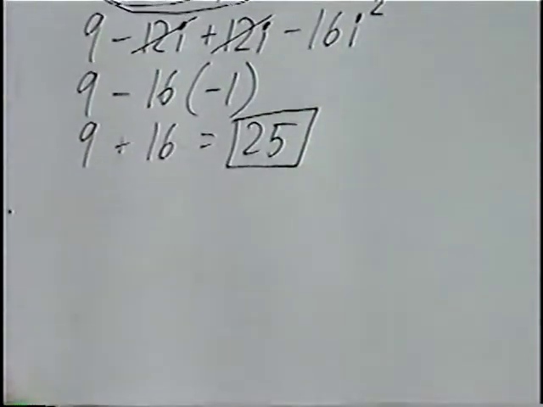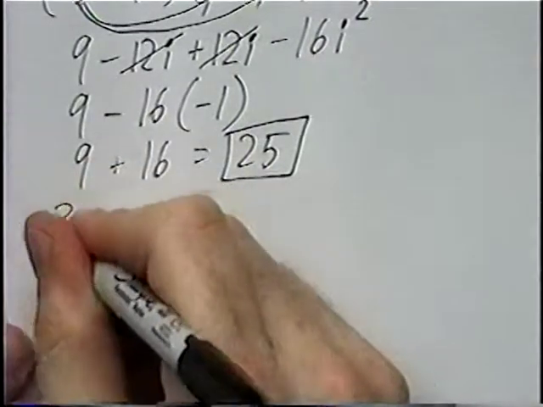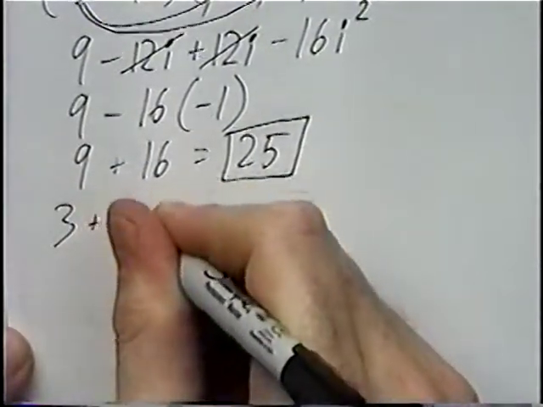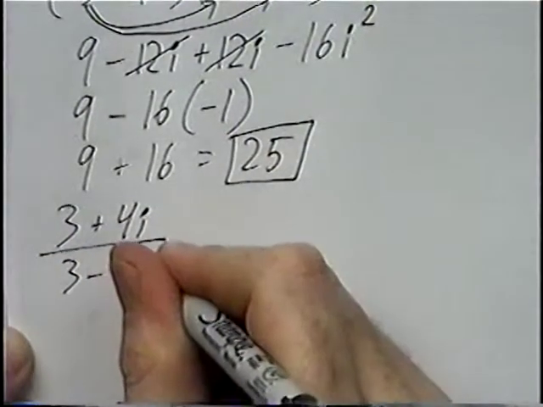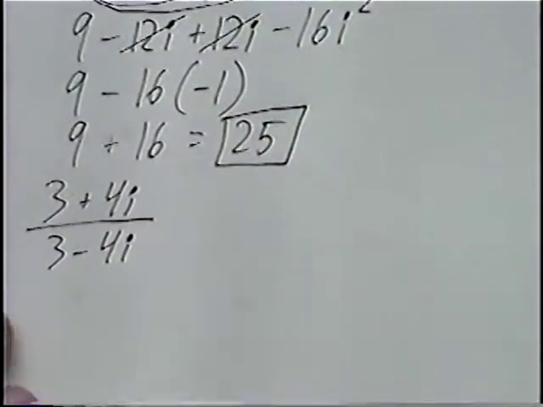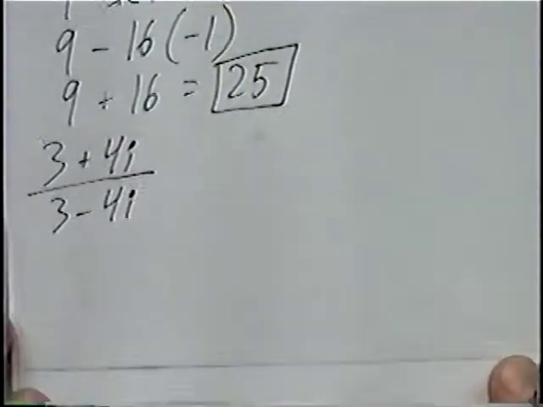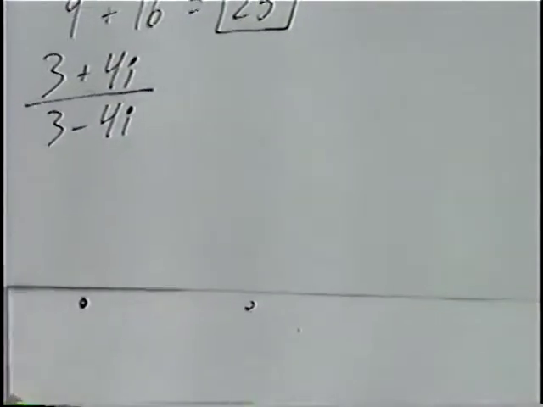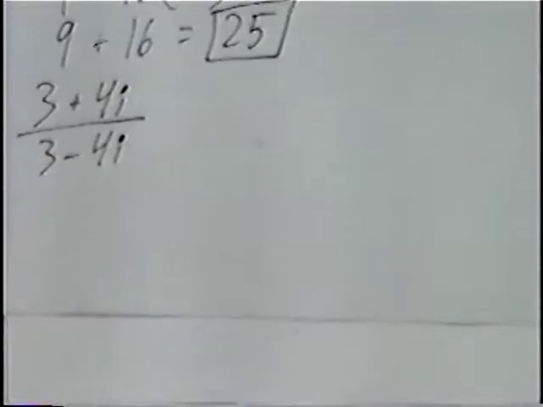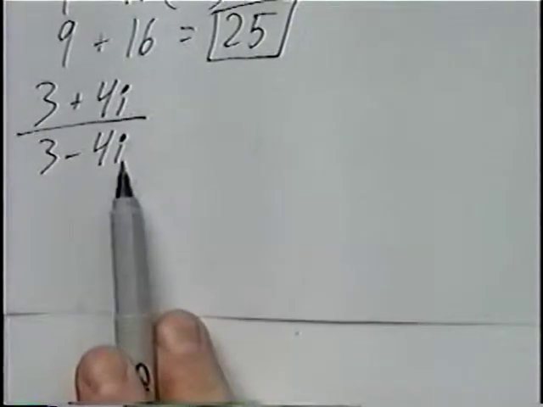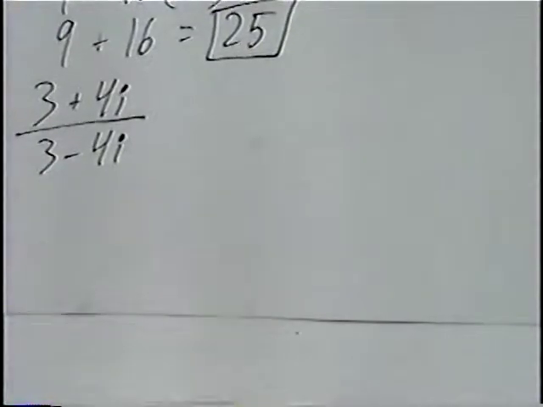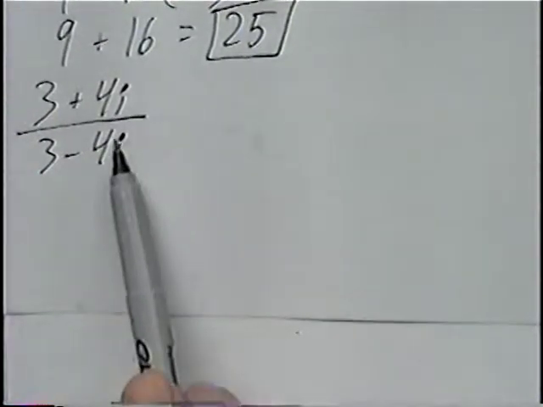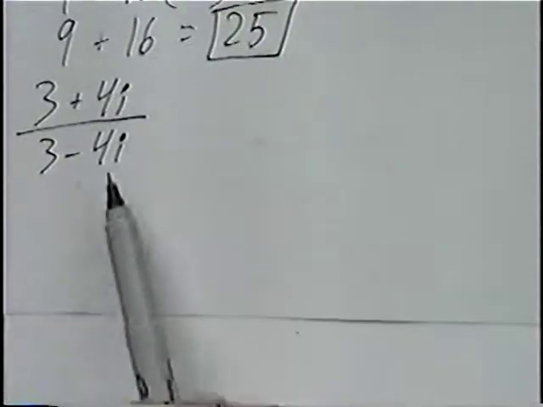And last problem for the section is 3 plus 4i divided by 3 minus 4i. To simplify this, one rule with imaginary numbers, similar to exponents or radicals: if we have 3 minus 4i in the denominator, we cannot have imaginary numbers in the denominator. They're okay in the numerator, but if you have imaginary numbers in the denominator, we have to cancel that out.